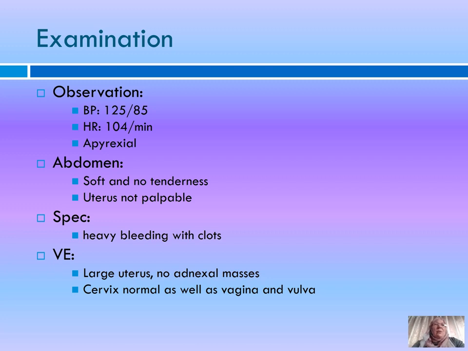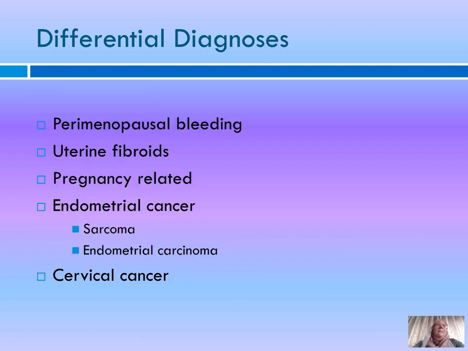Her abdomen is soft and non-tender, and the uterus is not palpable. On the speculum examination, you also see heavy bleeding with clots. And on the VE, her uterus appears large with no adnexal masses, but the cervix, vulva, and vagina are otherwise normal. What is the differential diagnosis?